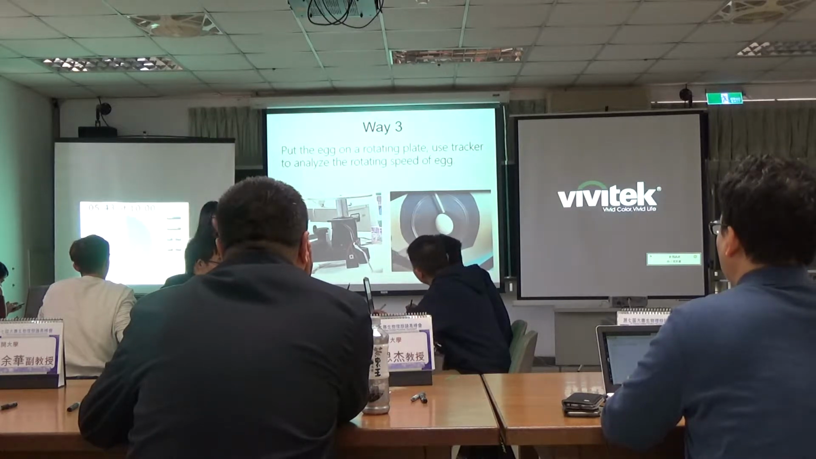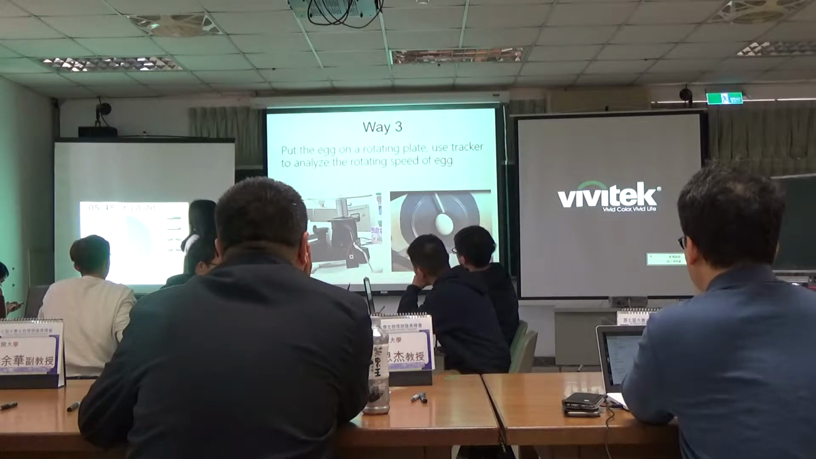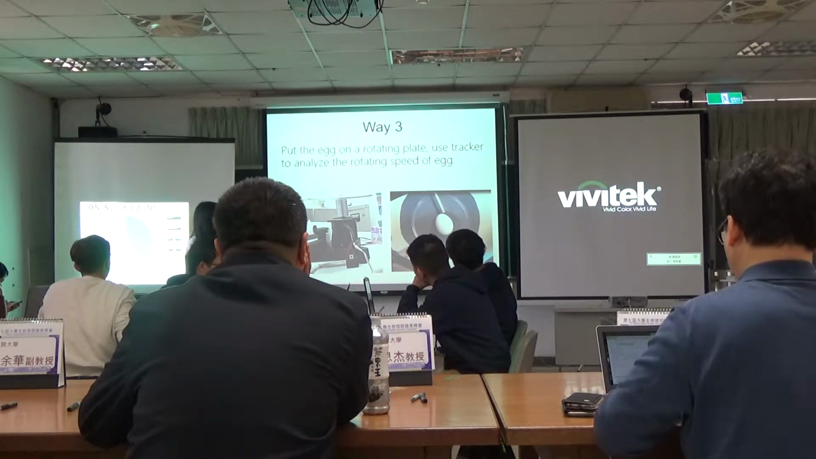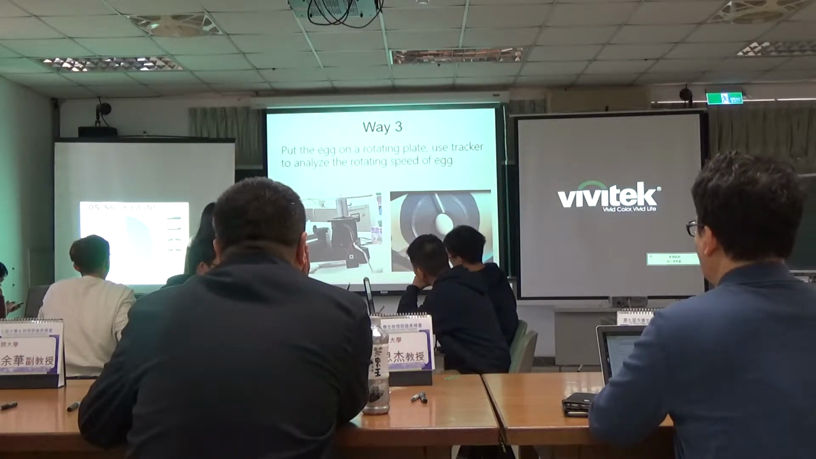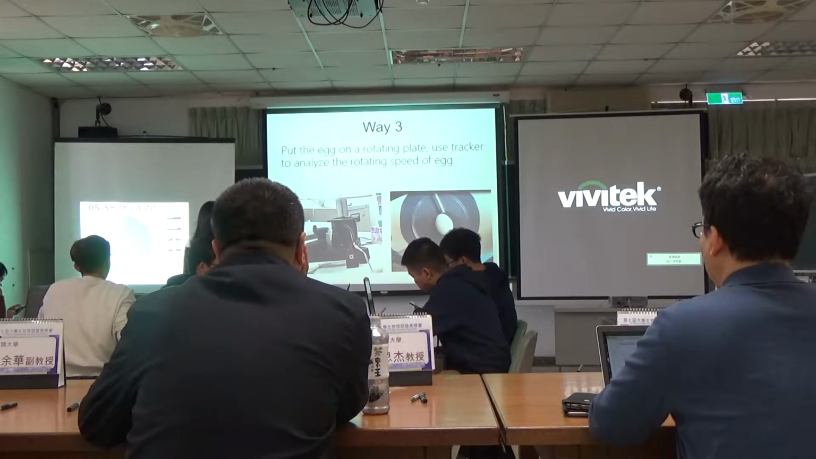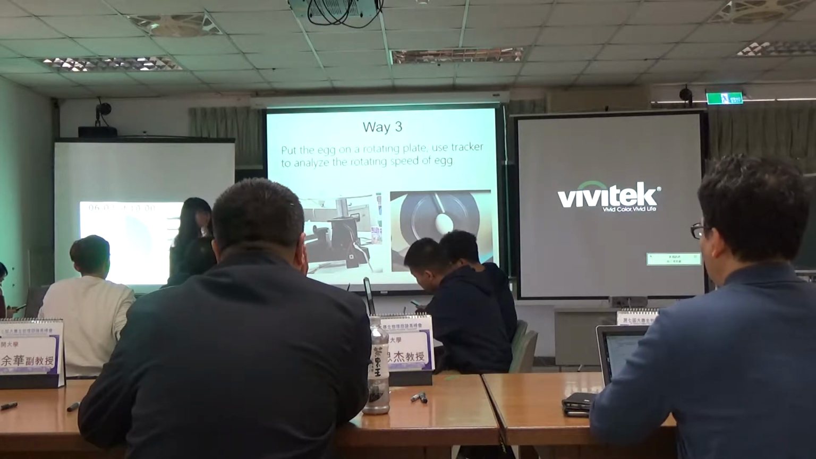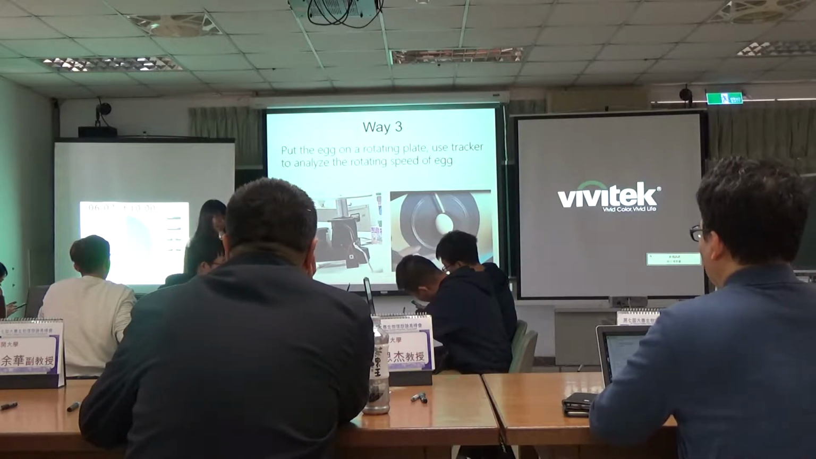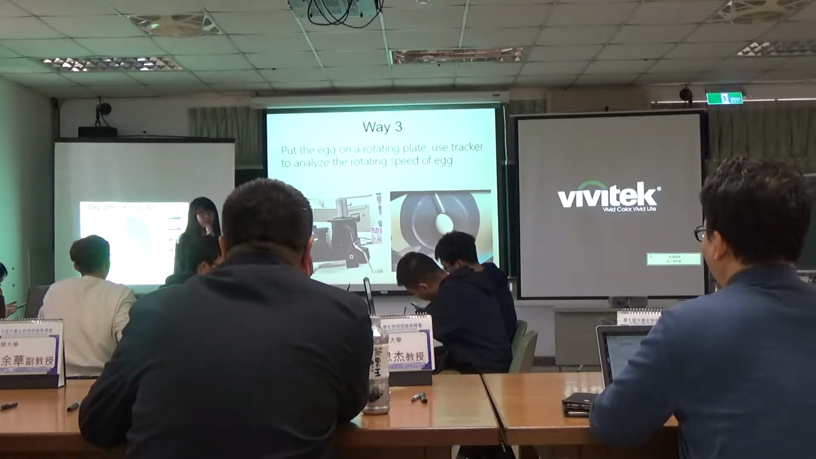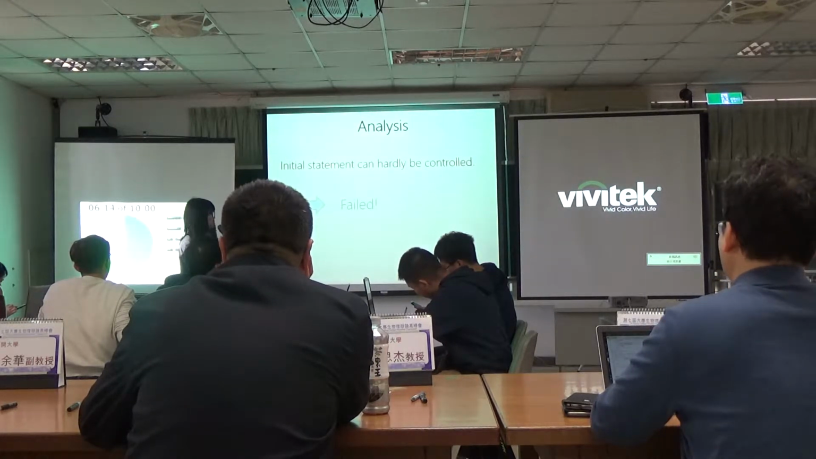So we turn to method 3. We put the egg on the rotating plate and use a tracker to analyze the rotating speed of the egg. We use a chopstick to hit one side of it. Of course, everyone knows this kind of method has a very big error since we can't control the initial state. So still failed.